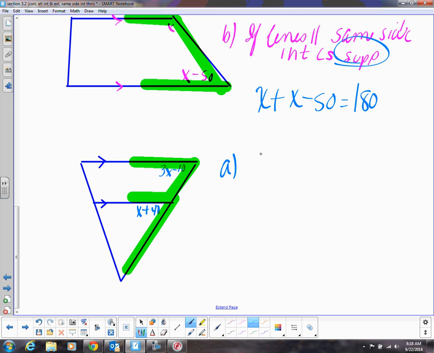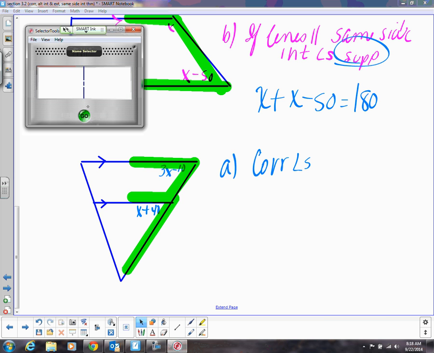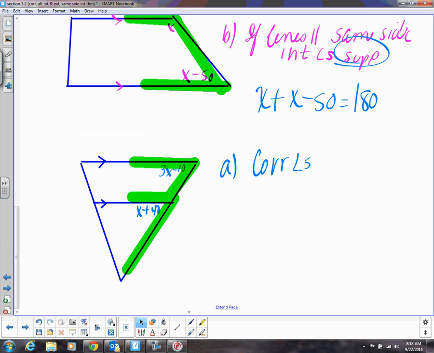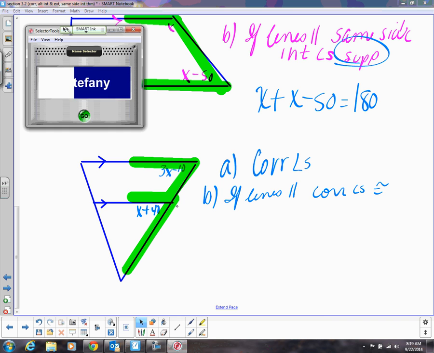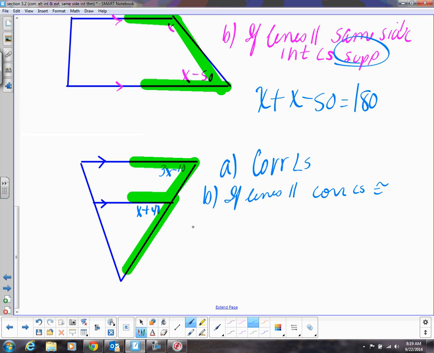F's are corresponding. So we know these are corresponding angles. So what kind of relationship do corresponding angles have? That goes on the foldable, Elbert. Lines parallel, corresponding angles congruent. So based on that relationship, what are we going to do? This goes to Stephanie. What equation do you write? 3x minus 10 equals x plus 40. So from there you have to solve.